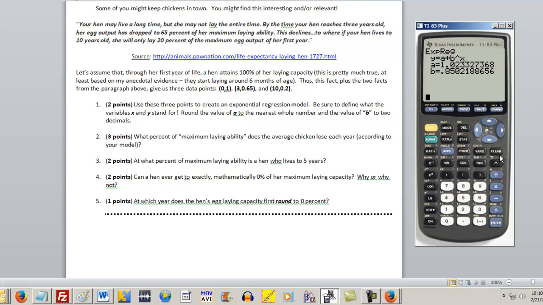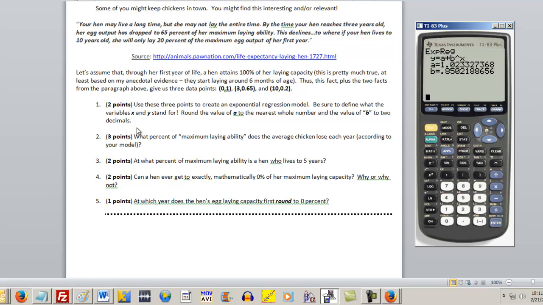Now, I went ahead and did it here. I'm going to run it again for you guys. Stat calc, expreg is down here, and I'm going to go ahead and store that into y1. All right, so here we go. Here's the model right here. It tells us y equals a times b to the x. A is just about 1 and b is just about 0.85.